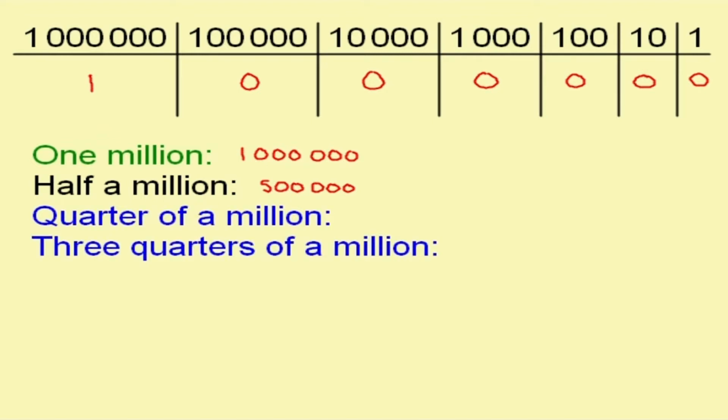Now try these two yourself. Press pause and have a go. When you're ready, press play. You should have worked out that 1/4 is 250,000 and 3/4 is 750,000.